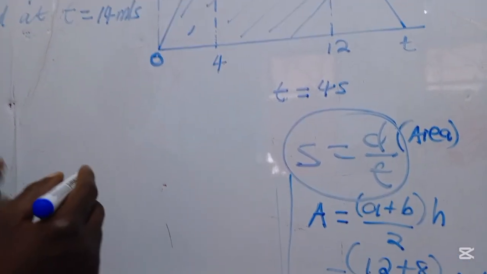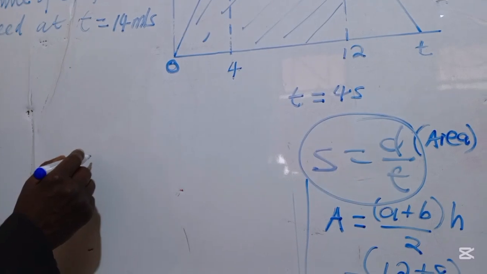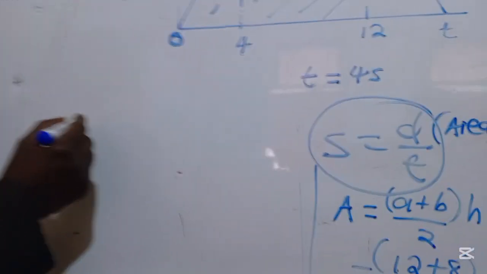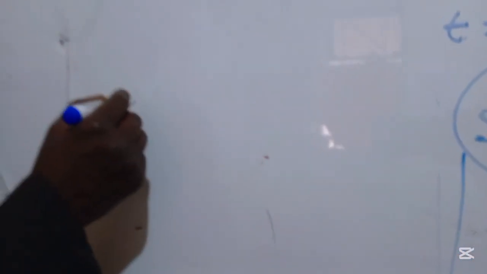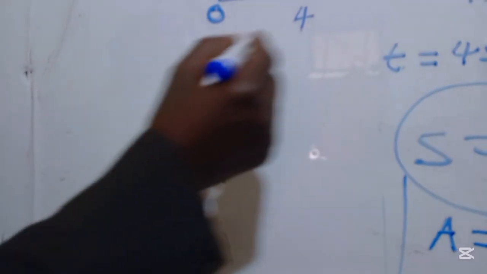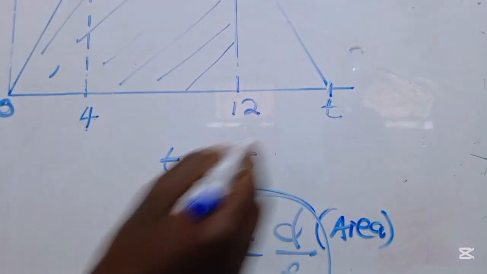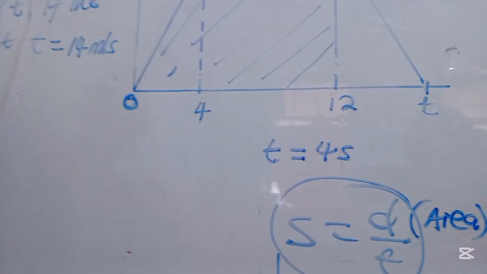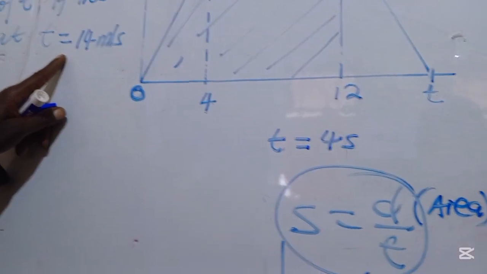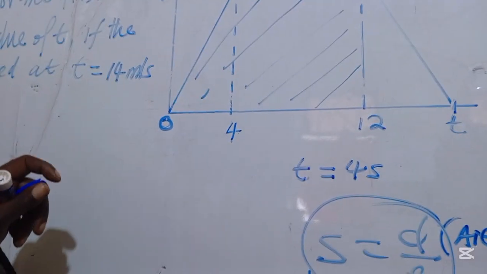Now I know for sure that they are asking us to find the value of t, if the speed where t is equal to 14 seconds. Just pause a minute. Okay, thank you.